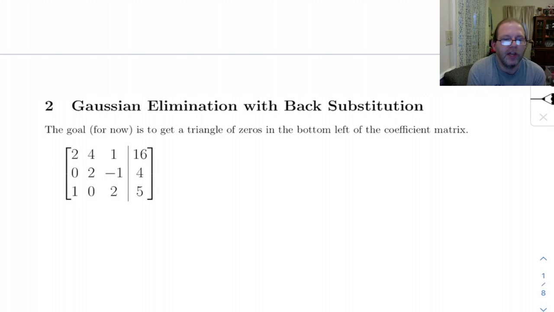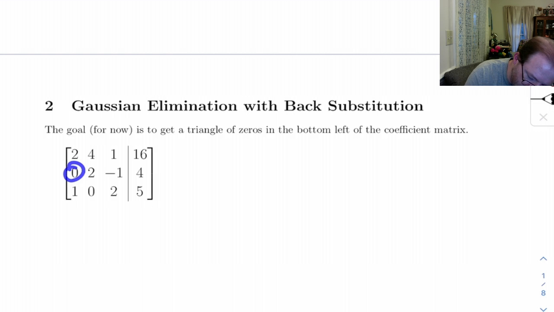I want to use what's called Gaussian elimination with back substitution. For now, our goal here is going to be to get a triangle of zeros in the bottom left corner. So that means down here, I want to use the row operations to get nothing but zeros down here. So let's think about what we could do.